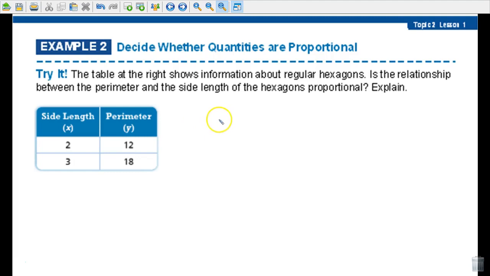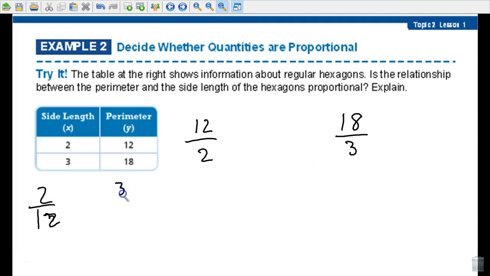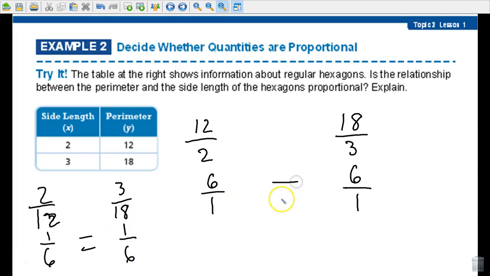All right. So you can write it how you want, 12 over 2 and 18 over 3, or 2 over 12 and 3 over 18, whatever. You're going to solve them the same way. This is going to equal 6 over 1. This is going to equal 6 over 1 when you simplify. This will be 1 over 6, same thing, 1 over 6. All you need to see is that they equal each other and they are equivalent. The ratios are equivalent, therefore they are proportional. When we simplify them, they are equivalent.